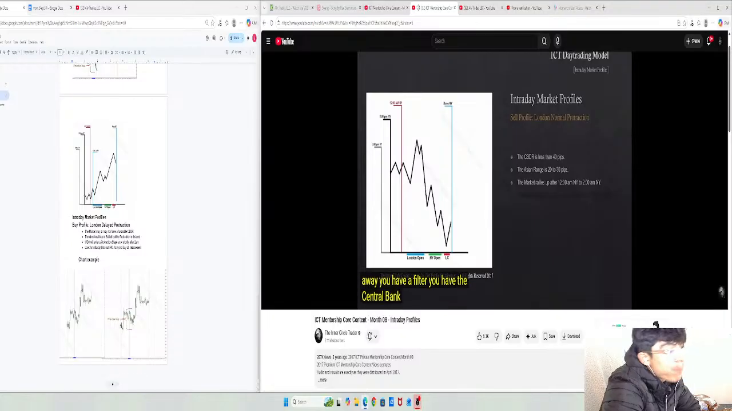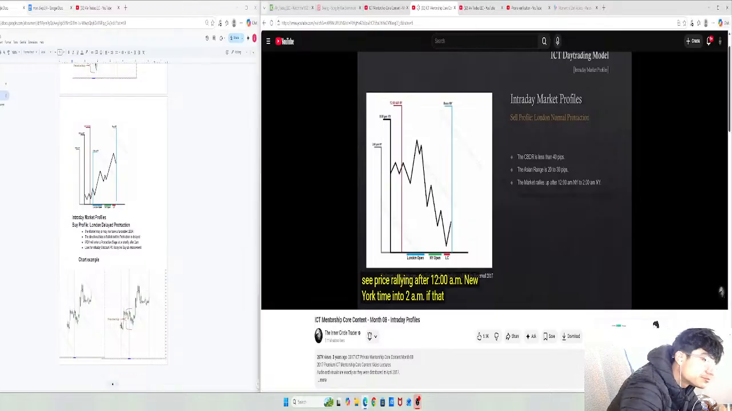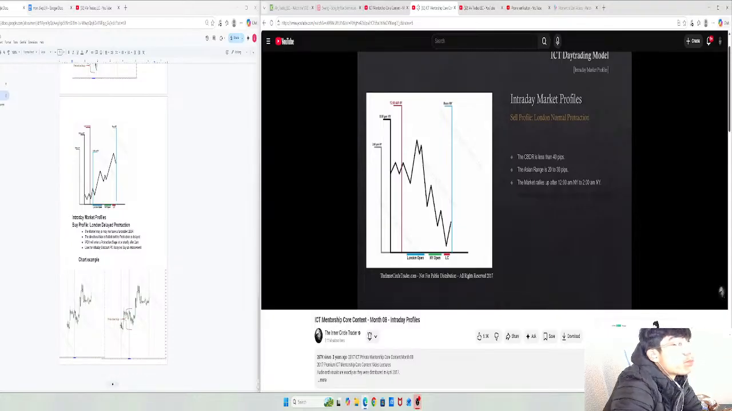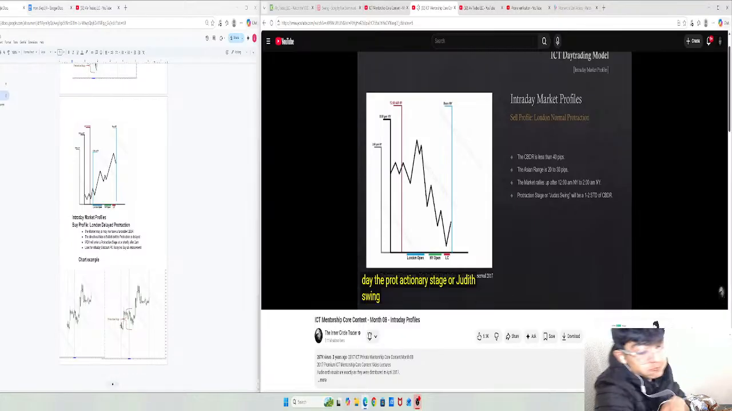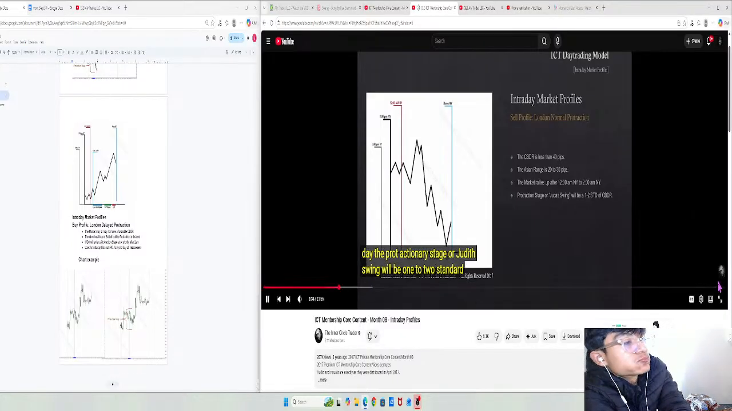You have the central bank dealers range has to be less than 40 pips, check. Asian range has to be 20, 30 pips, check. Now, if those two conditions are there, but yet we do not see price rallying after 12 a.m. New York time into 2 a.m., if that does not occur, again, that is not the London normal protractionary sell day. The protractionary stage, or Judas swing, will be 1 to 2 standard deviations of the central bank dealers range.